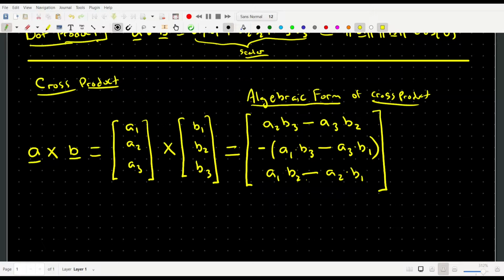Now, at first, this probably doesn't make much sense geometrically where this is coming from, but what I want to do is directly move into why this is working geometrically and what exactly we are getting geometrically out of this. And this is going to lead us to the geometric form of the cross product.